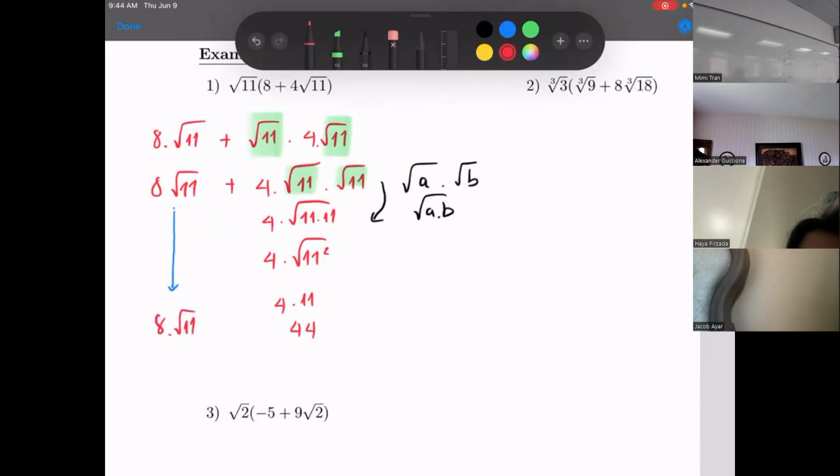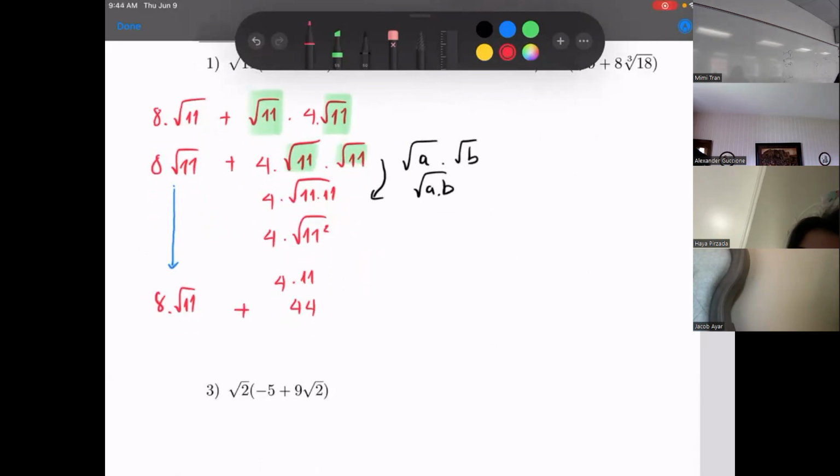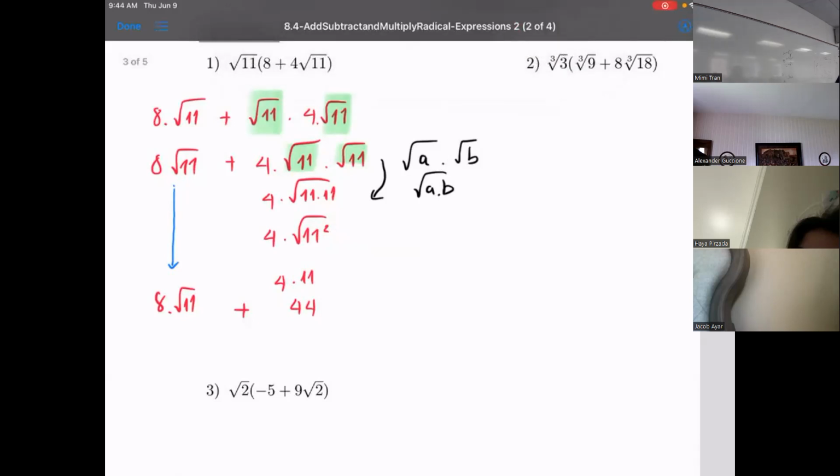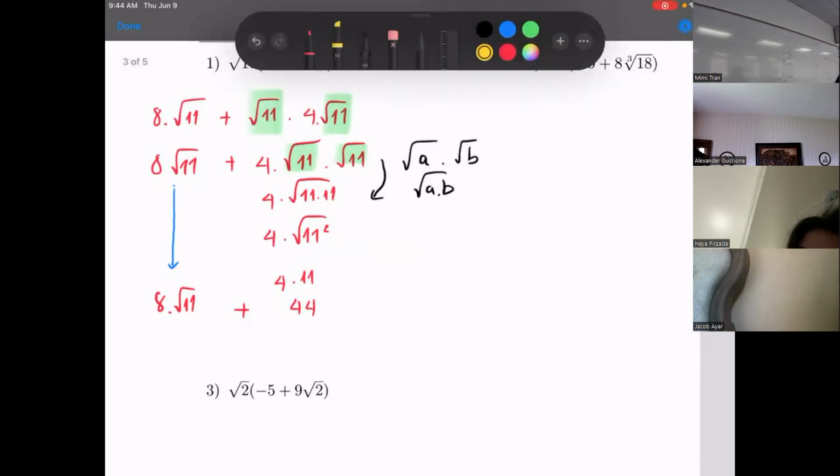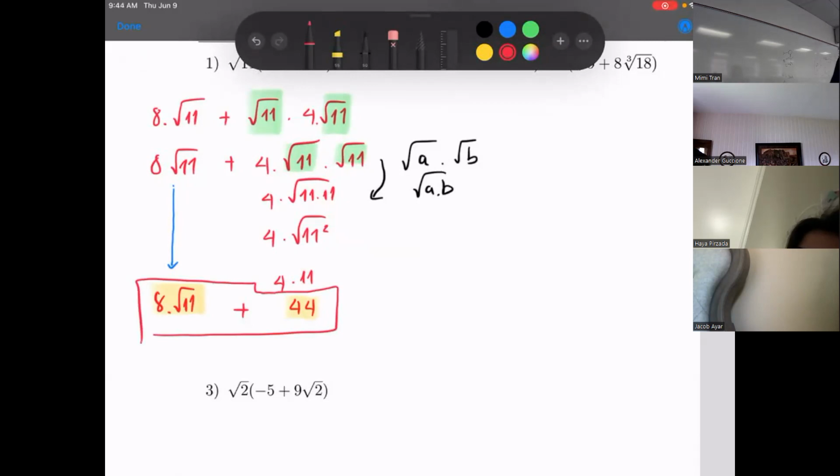So 44 times square root of 11 and then plus 8, right? Can I combine like terms? Are the two things like terms? No, they're different things, right? The first one has root 11, the second one does not. So just leave it alone. You're done. If you cannot combine, you're done. That's your final answer.